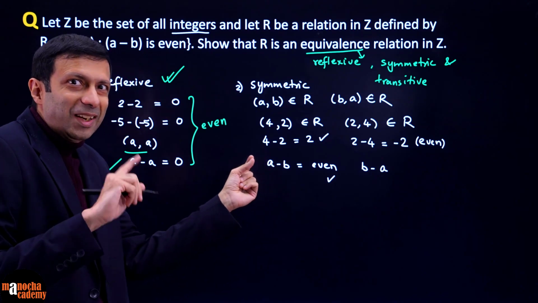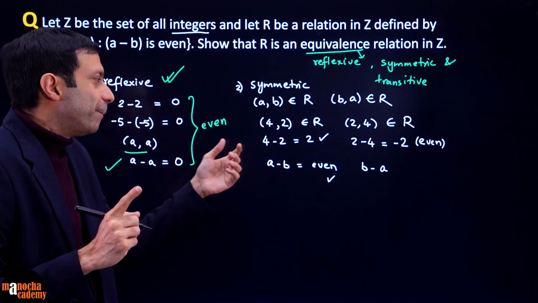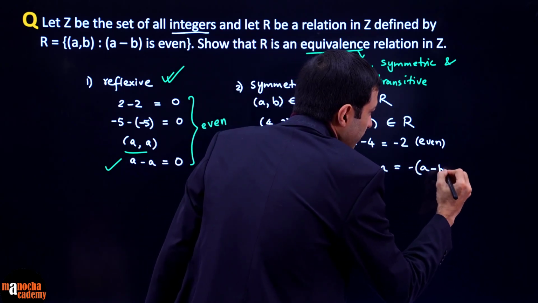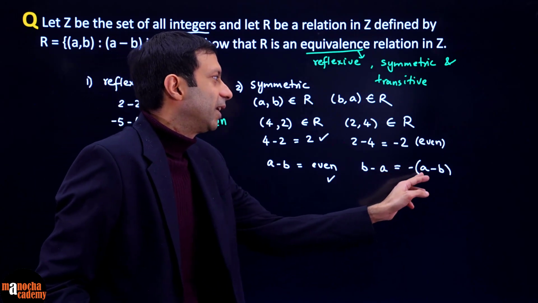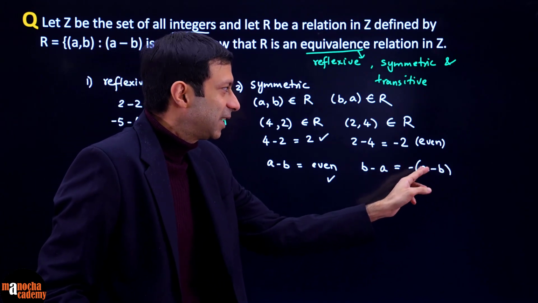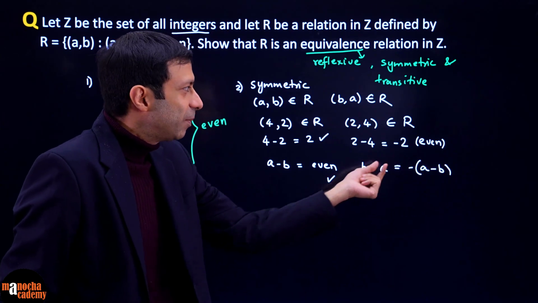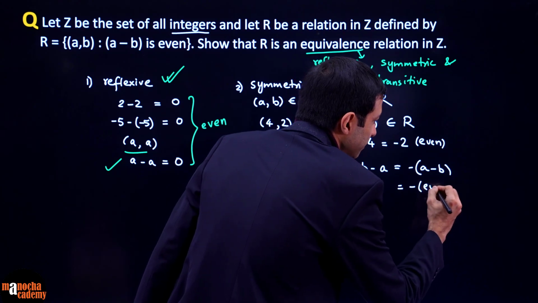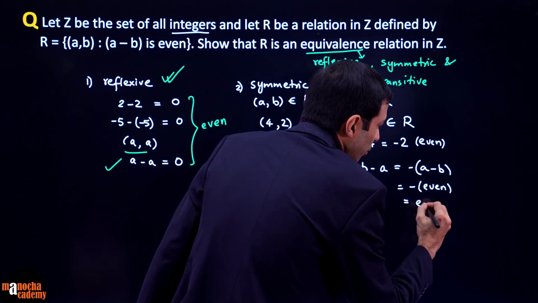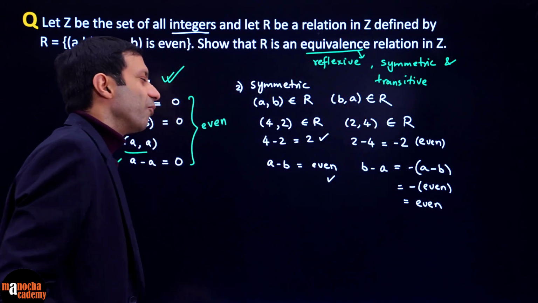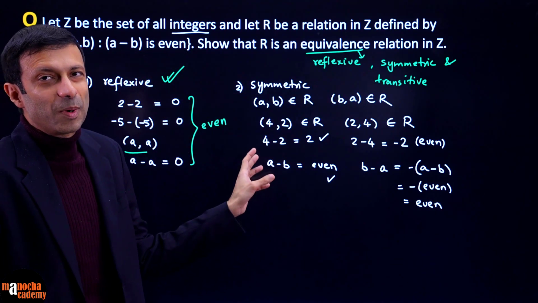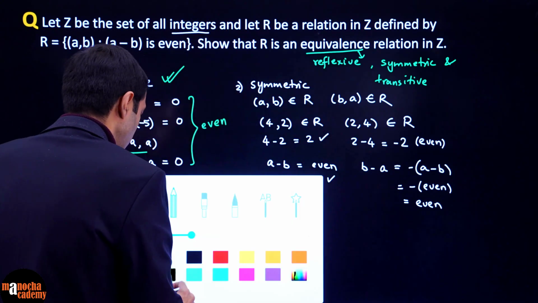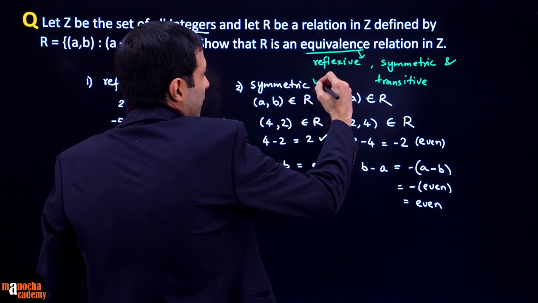Now if I do B minus A, what will that be? B minus A can be written as the negative of (A minus B). Check: minus A plus B, right? So B minus A is minus of (A minus B), which is the negative of an even number, so that is also even. Whenever (A, B) belongs to the relation, (B, A) will also belong. So definitely the relation is symmetric. Two things are done here.